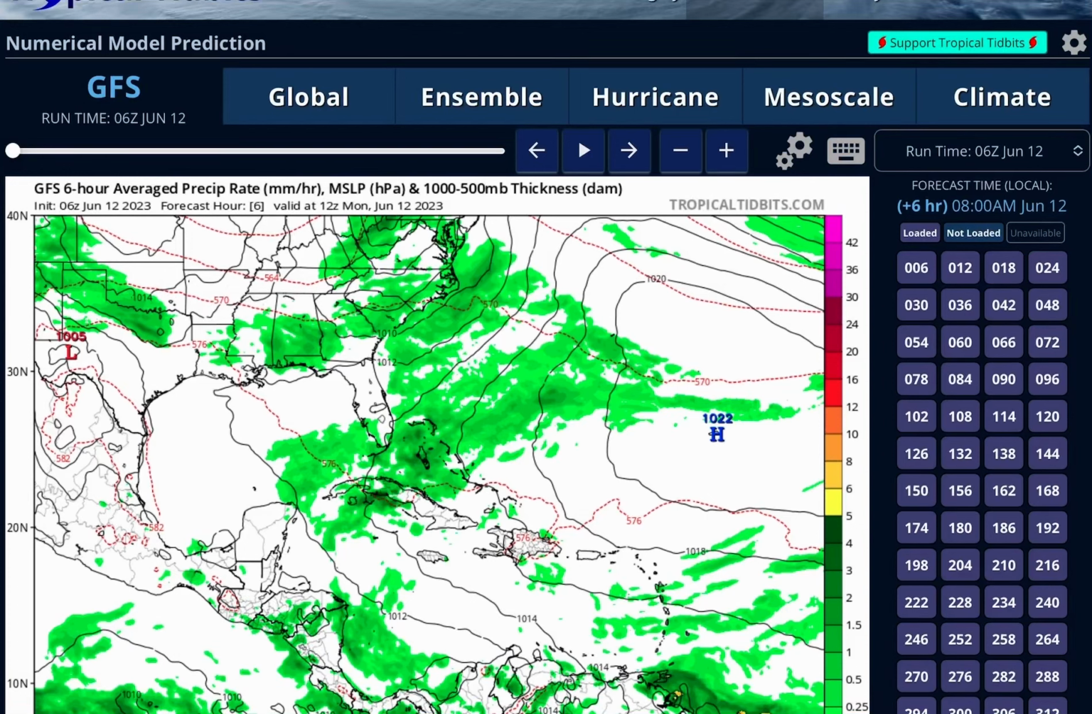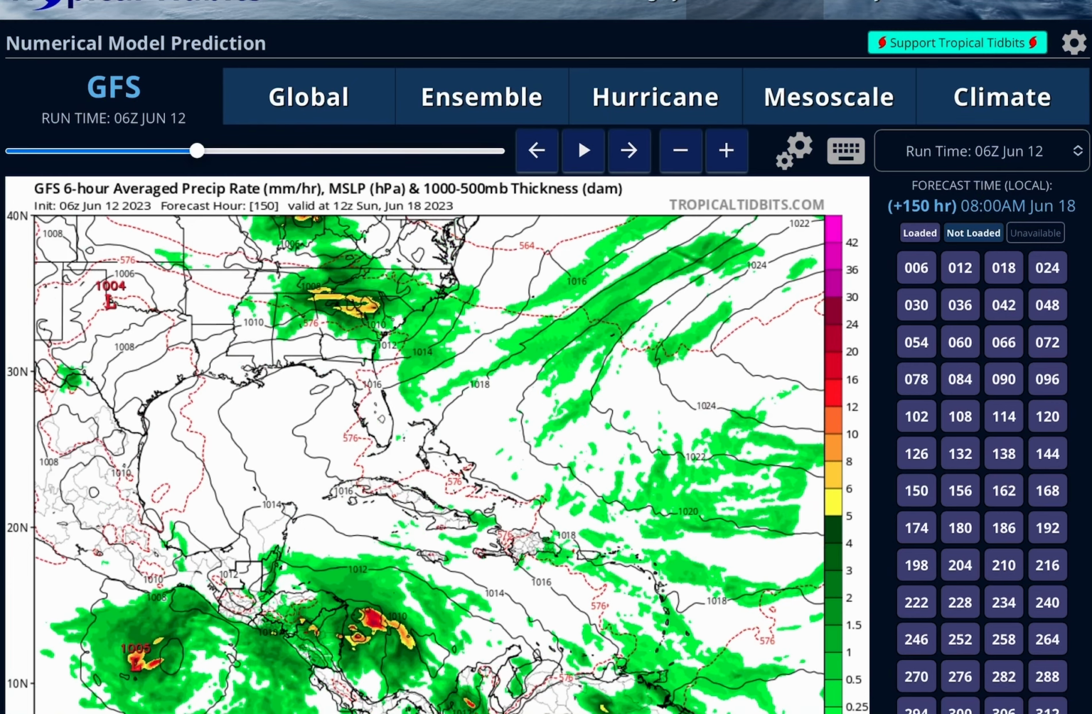It's going to be another tropical update on the growing hurricane threat, and very huge changes in the ensembles and the main GFS model. And we will also go over some other ensembles and models. So without further ado, let's get started.